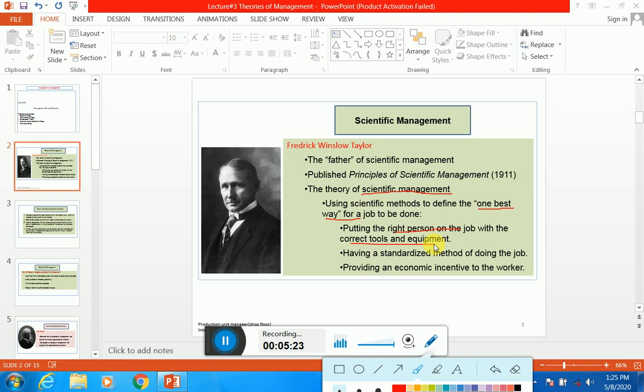For example, if I'm operating a laptop, I should know how to operate the laptop. If there is a drill machine, I should know how to use this drill machine. What is the real way to use this equipment, the drill machine? Then he said, have a standardized method of doing the job.